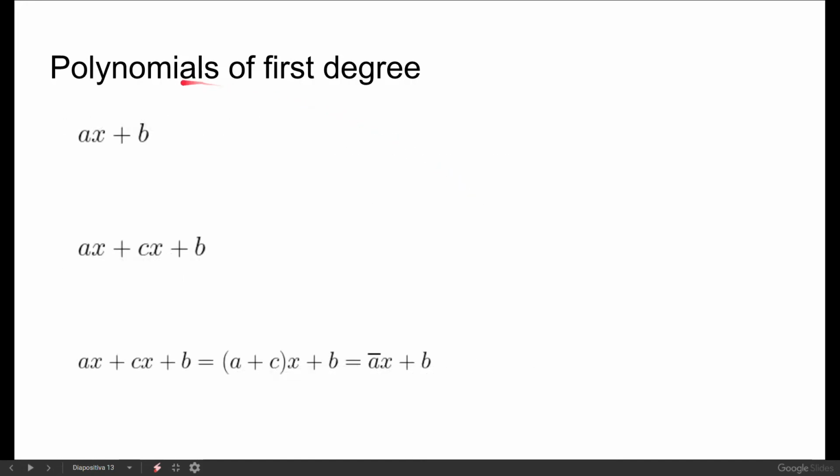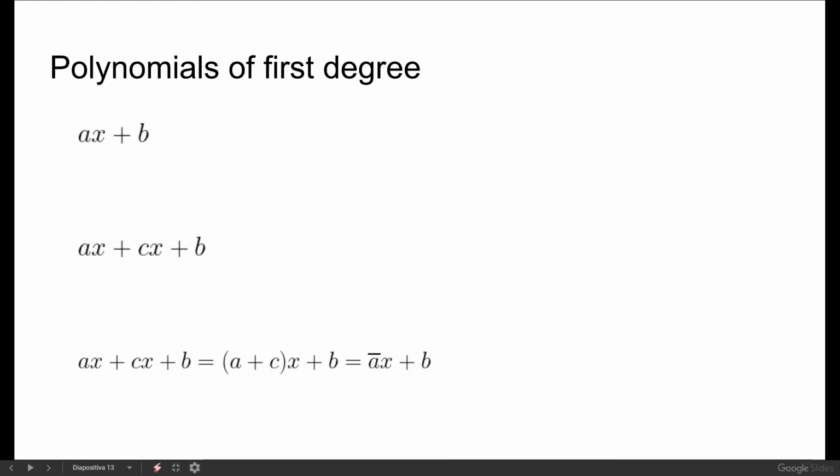So every polynomial of first degree is something like this. In here, a and b are constants. That means a and b are numbers, and the only variable will be x. So you could ask yourself, why should it be like this? Couldn't it be a polynomial with many more terms such that all the terms have degree 1?